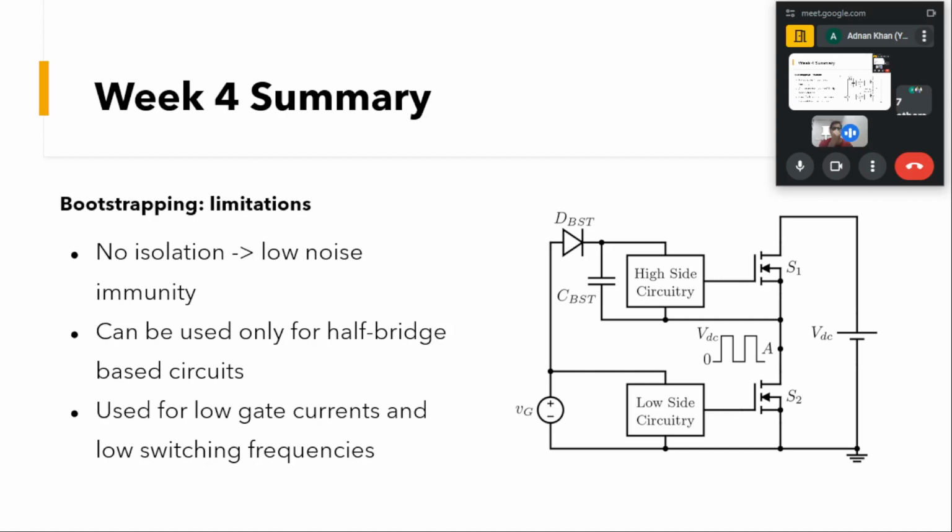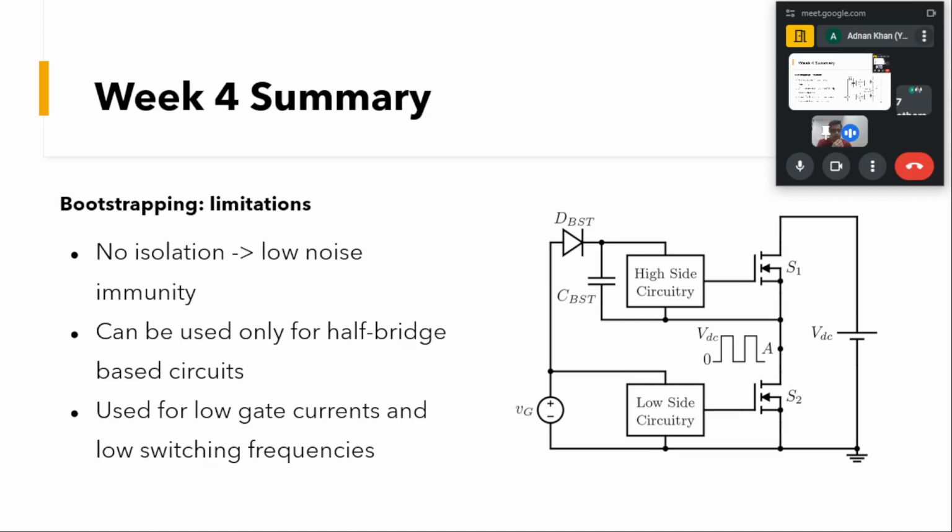With the isolated DC-DC converters we had seen, there was isolation between the signal side and the power side provided by those converters. But here you can see there is no isolation between the signal side and the power side, and if there is any noise on the power side, it can get reflected to the signal side as well. That may cause false triggering in some cases.